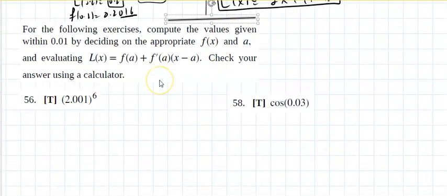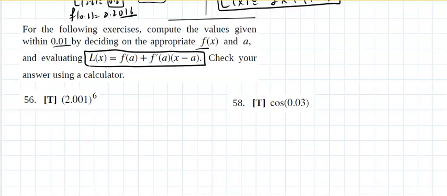We're going to do the same here. We're going to say, well, let's see. For the following exercises, compute the value of the given within 0.01 by deciding appropriate. Let's not worry about that. Let's worry about what we just talked about and use common sense. We want to find a linear approximation. We're going to check on a calculator. We want to figure out what that number is, but we're going to use a linear approximation.